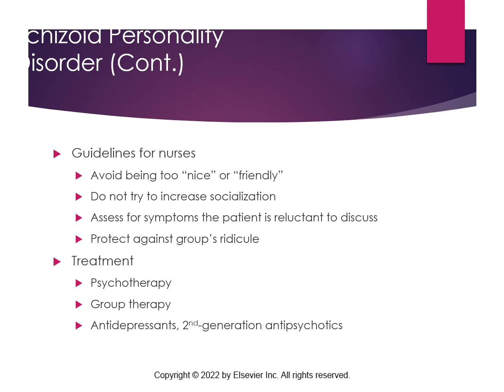So guidelines for nurses are to avoid being too nice or friendly. Do not try to increase socialization. Assess for symptoms the patient is reluctant to discuss, and protect against group ridicule. And then for treatment, you have the psychotherapy, the group therapy, and you do have antidepressants and second generation antipsychotics. Both of those are used.